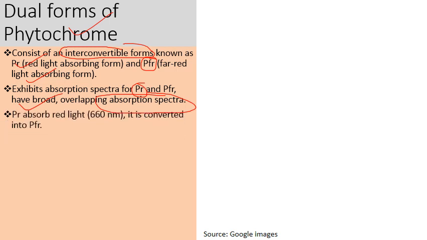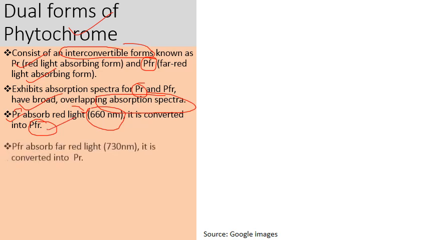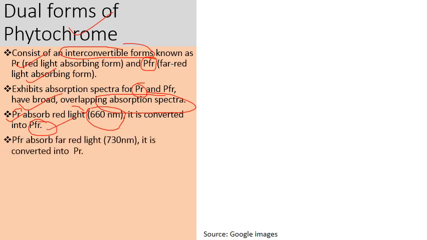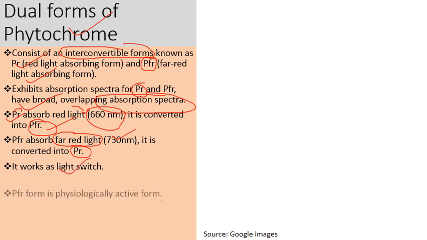PR absorbs light of 660 nanometer. The PR form absorbs red light, that is 660 nanometer, and it is converted into PFR form. When this PFR form absorbs far red light, that is 730 nanometers light, it is converted to PR form. So it works as a light switch. Phytochrome acts like a light switch.